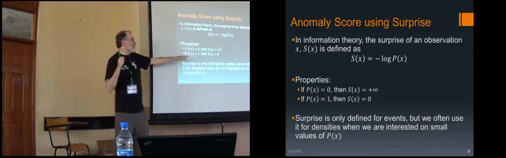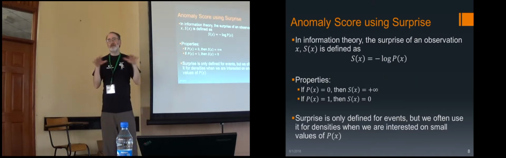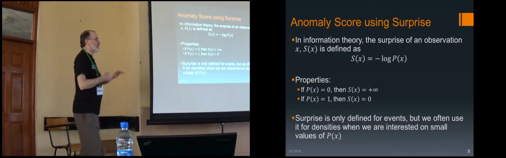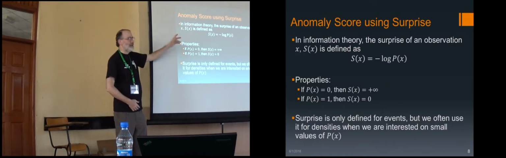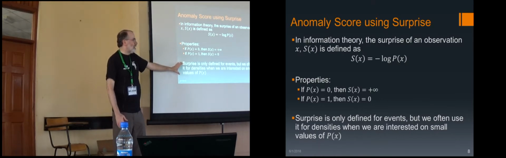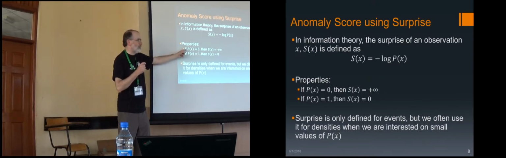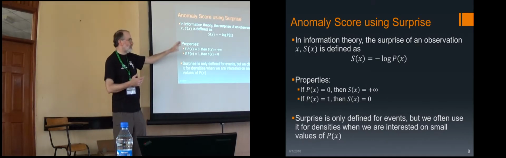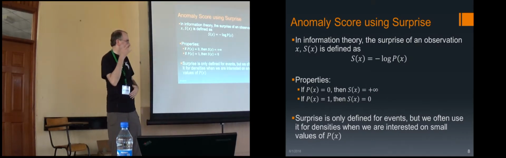And similarly, if something with probability 1 occurs, we have 0 surprise, because the log of 1 is 0. So it makes a lot of sense. This is for probabilities, but I just said densities. But in our case, we're interested in the very low probability events, which are also the low density events. So it's okay to use minus log density as an anomaly score.